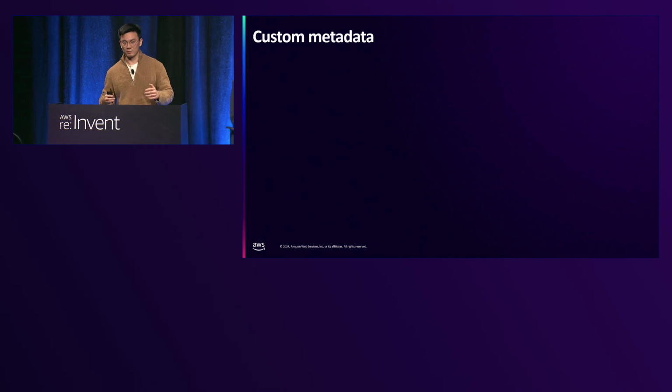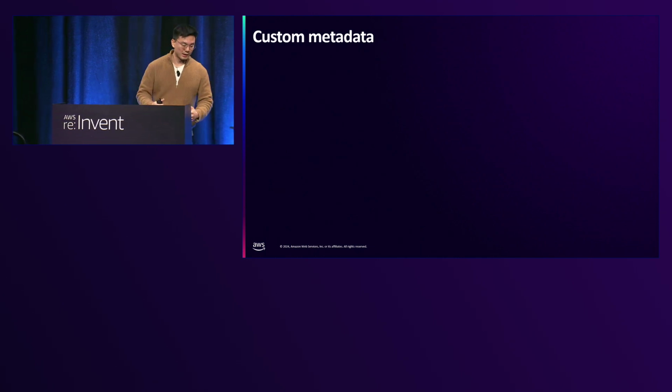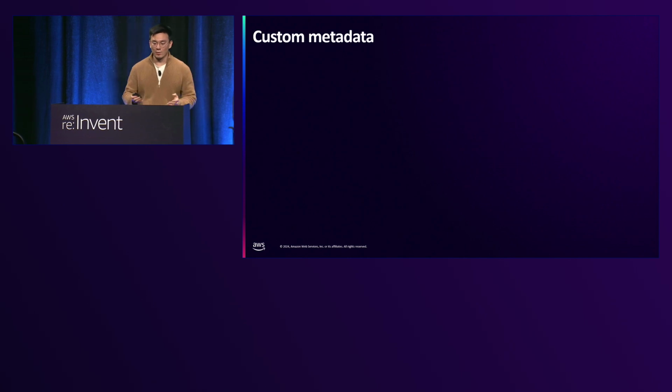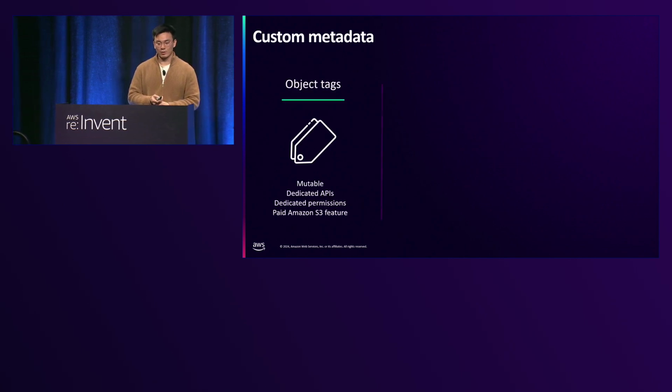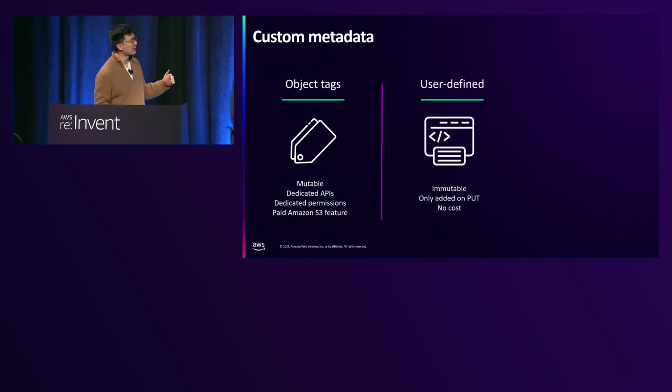So now we want to talk about a little bit more advanced part of S3 metadata. And the first thing we want to talk about is custom metadata. And we mentioned previously there are two fields in the output table: object tags and user-defined metadata.